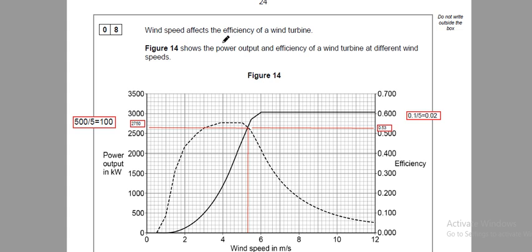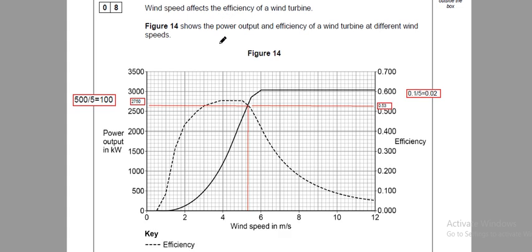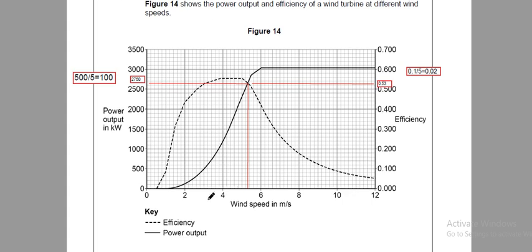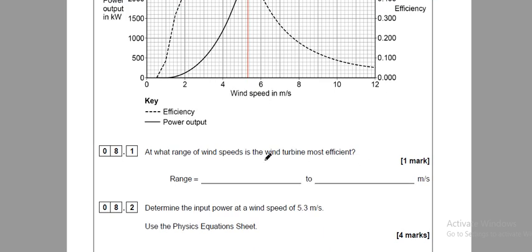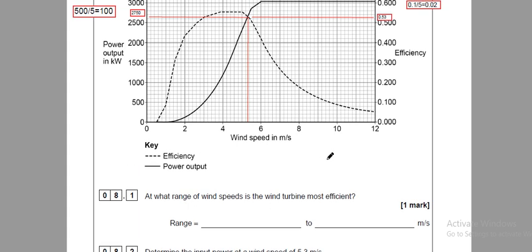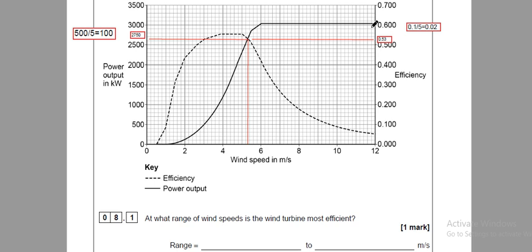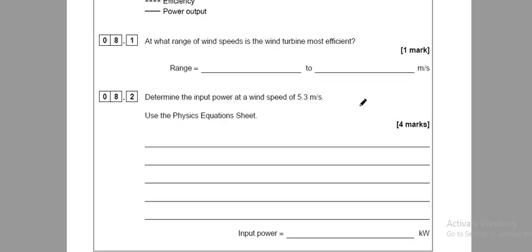Wind speed affects the efficiency of a wind turbine. The figure shows power output and efficiency of a wind turbine at different wind speeds. So the x-axis is wind speed and there are two y-axes. One represents power and one represents efficiency. At what range of wind speed is the wind turbine most efficient? The turbine is most efficient at the efficiency of 0.6, which extends from 6 to 12 meters per second wind speed.